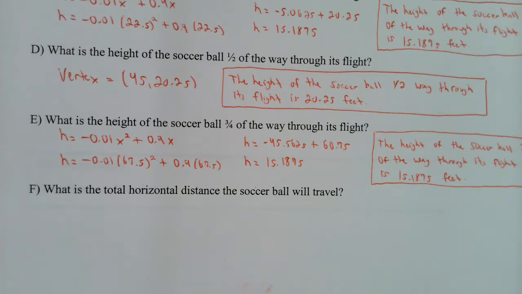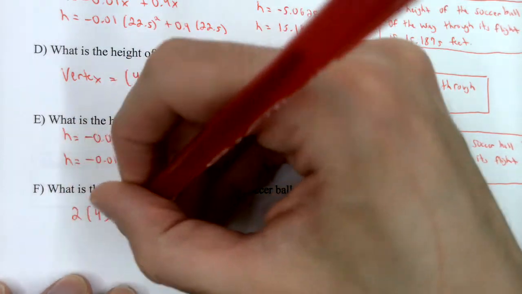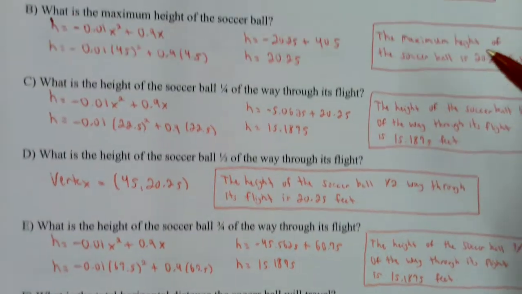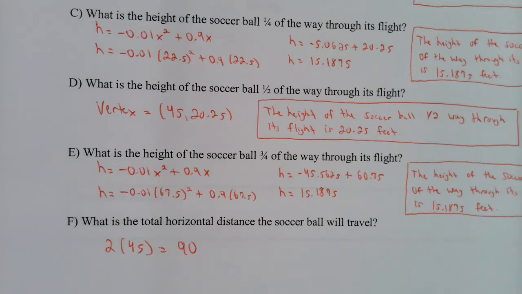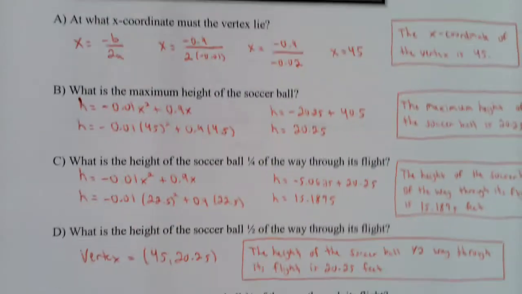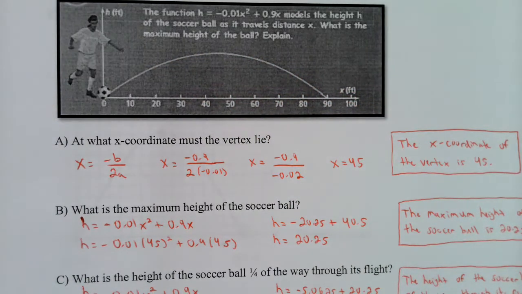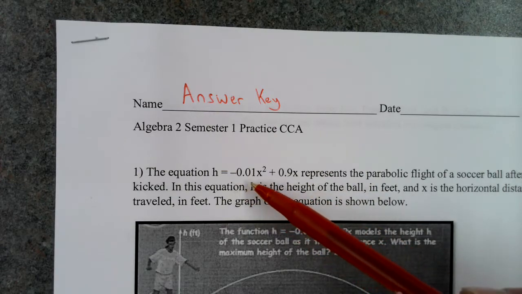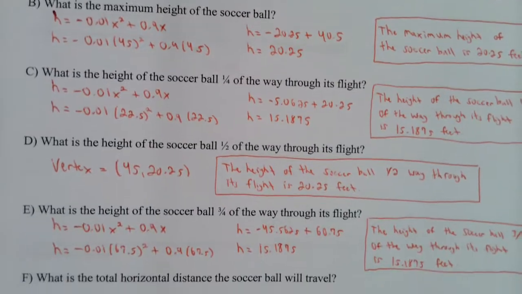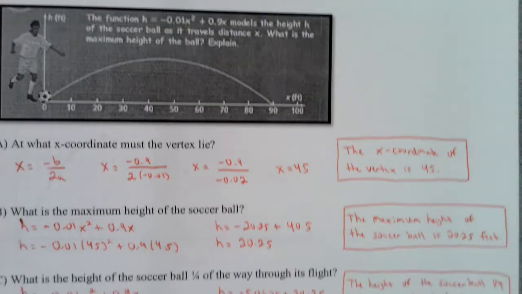Part F: what is the total horizontal distance the soccer ball will travel? There's two ways to think about it. You can do 2 times 45, which is your answer from part A, equals 90. Or you could always just look at the graph for this one: 0 to 90 is 90. Or you can try setting this equal to 0 and solving by factoring, but I wouldn't do that. I would just do 2 times 45 from part A equals 90, or just look at the graph.